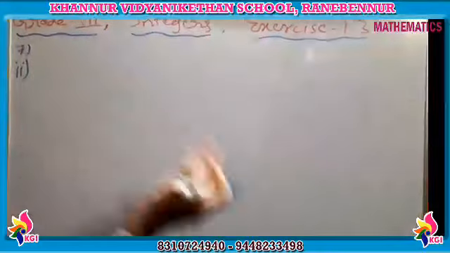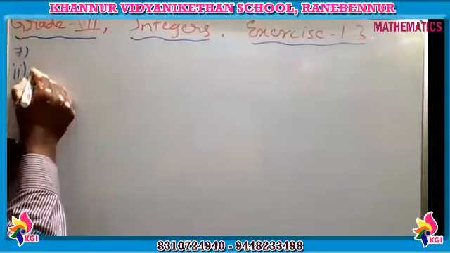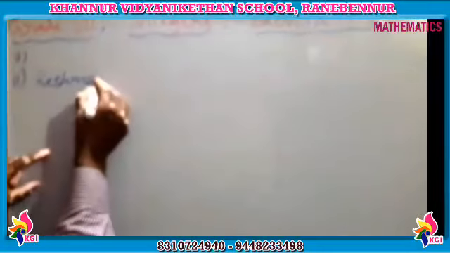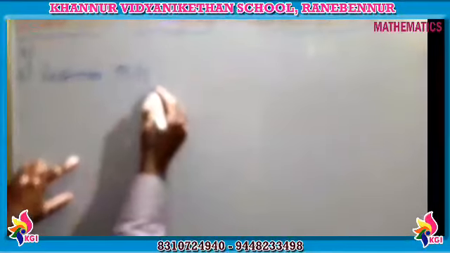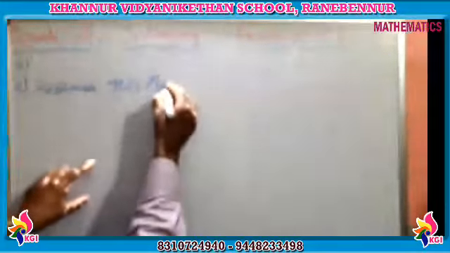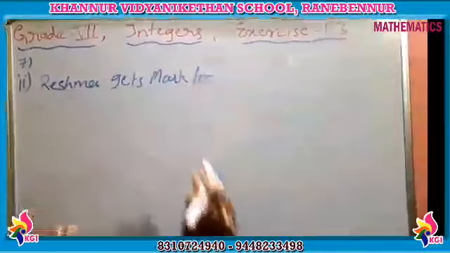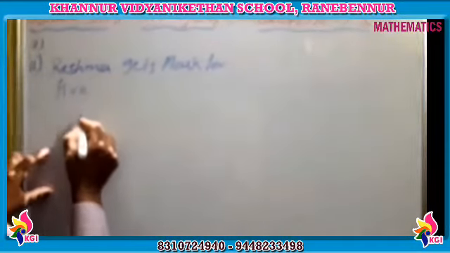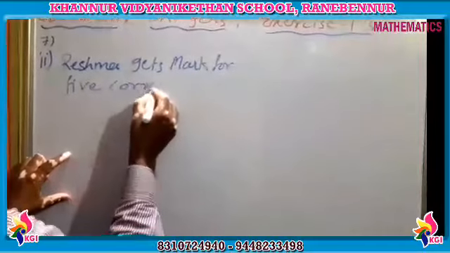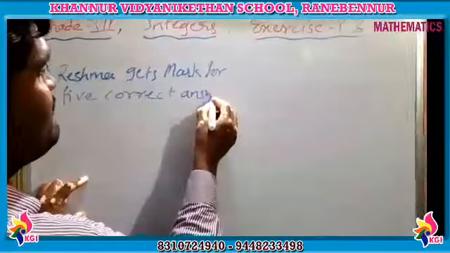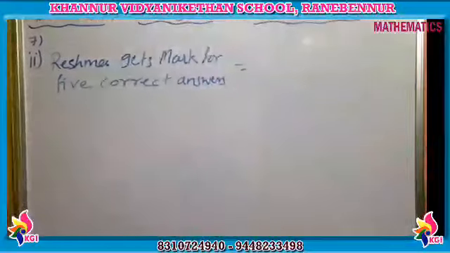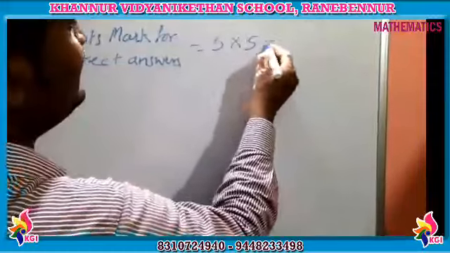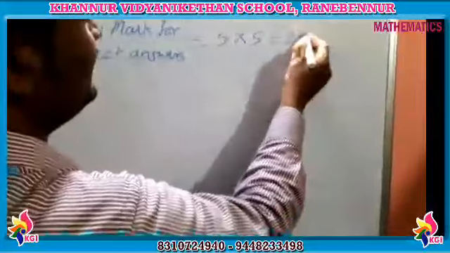So let me write here: Reshma gets marks for the correct answers she has given, 5 correct answers. Okay, so now, children, see here, she has given 5 correct answers and for one it is 5 marks. So 5 5s are 25.